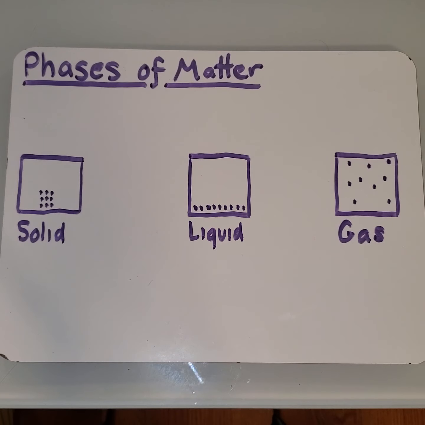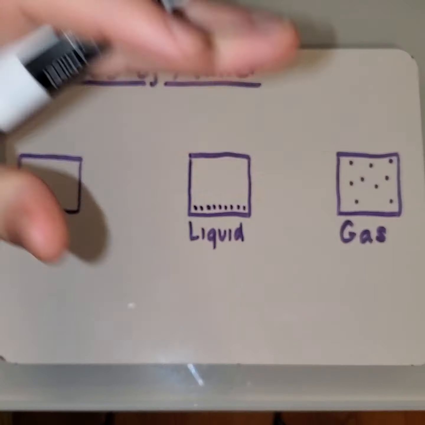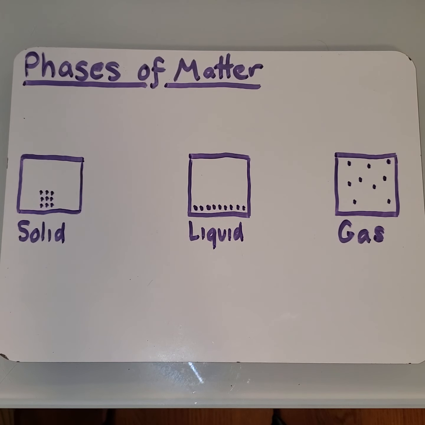Gas, the final phase of matter. All of the atoms, all the particles, are completely spread out. They're free to move around, and they actually do not have either a definite shape or a definite volume. Gases will always completely fill their containers, so they always have the same volume as the container, and they always have the same shape as the container.